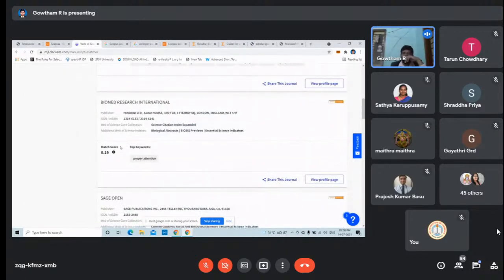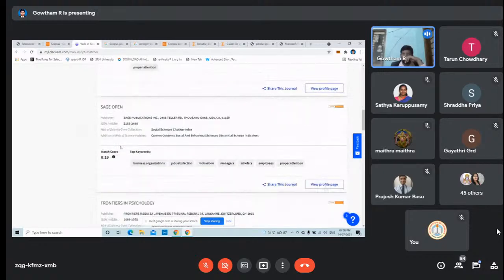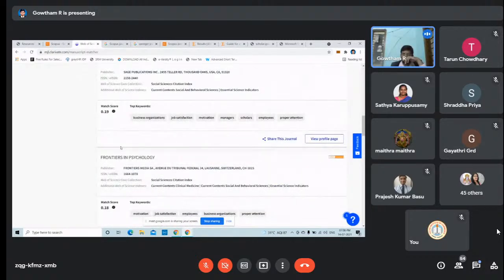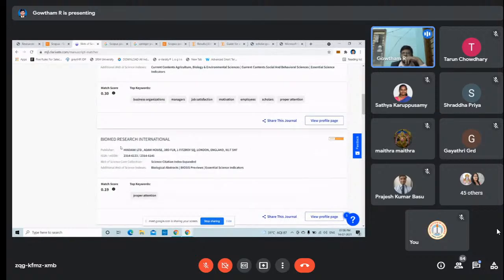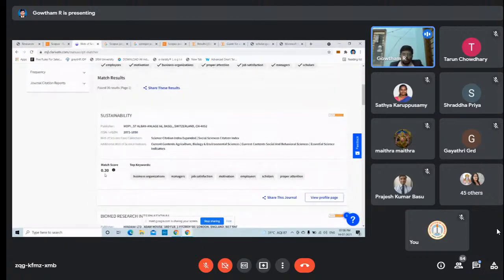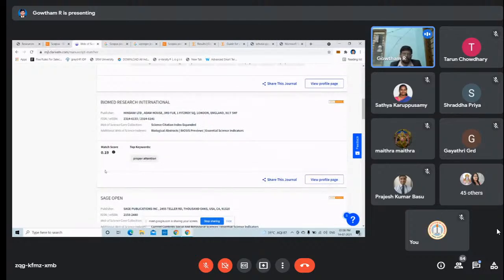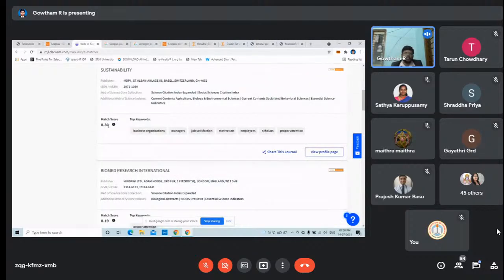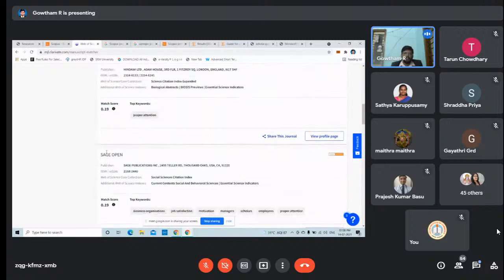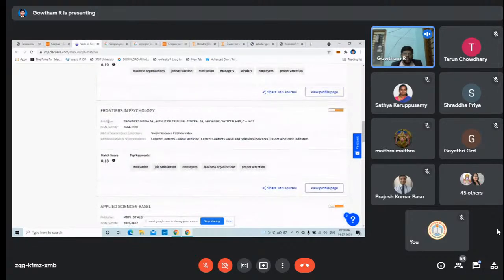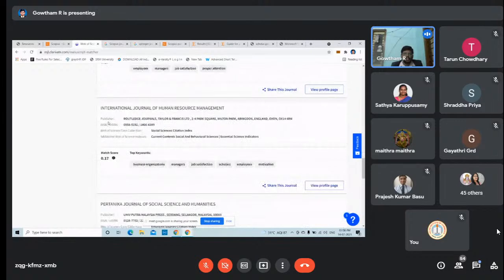Right now I have 30 journals with me with top keywords. What is the match score? You have something called the match score. Whichever journal has the highest match score, you can always prefer that. See here, our match scores are 0.30, 0.19, 0.19, 0.18, 0.17, 0.17.